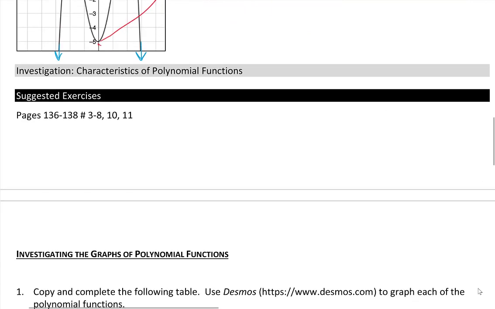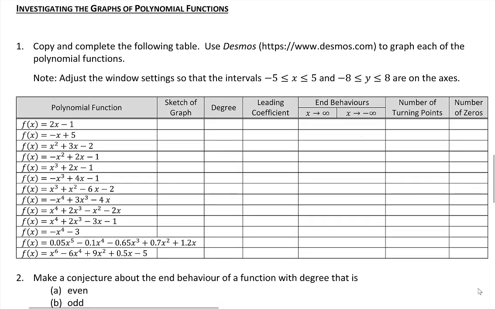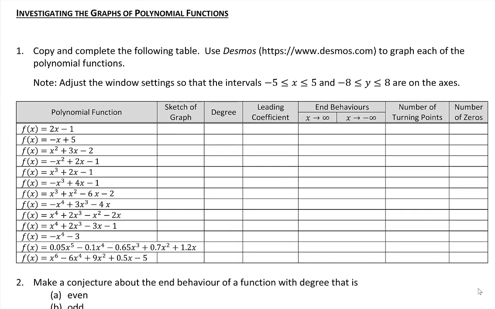So now, with these definitions, I'd like you to complete the following investigation. Copy and complete the following table. Use Desmos to graph each of the polynomial functions. And again, don't forget to adjust your window in order to see all the key characteristics of each graph. This time you're going to sketch the graph. You're going to state the degree. Remember, the degree is the highest exponent in the expression.